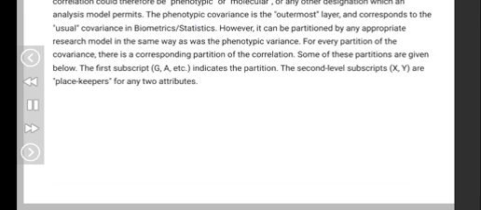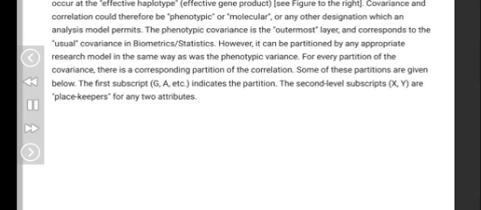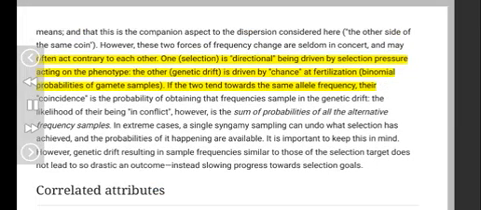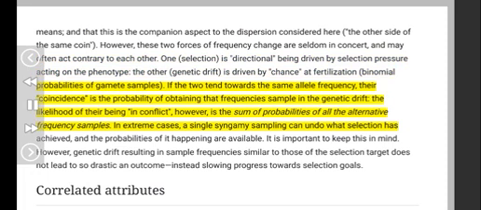However, these two forces of frequency change are seldom in concert, and may often act contrary to each other. 1. Selection is directional, being driven by selection pressure acting on the phenotype. 2. Genetic drift is driven by chance, at fertilization, by binomial probabilities of gamete samples. The coincidence of the two allele frequencies is the probability of obtaining that frequency sample in genetic drift. The likelihood of their being in conflict, however, is the sum of probabilities of all the alternative frequency samples.